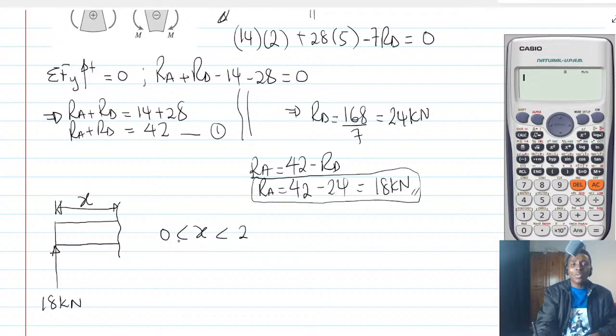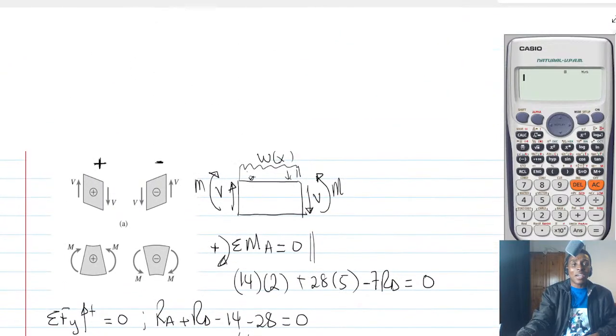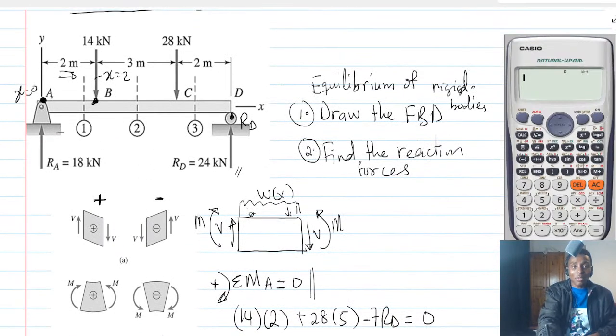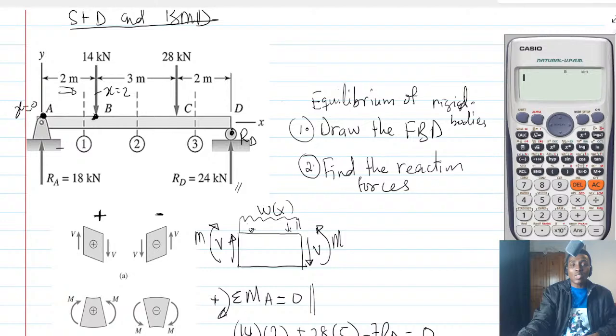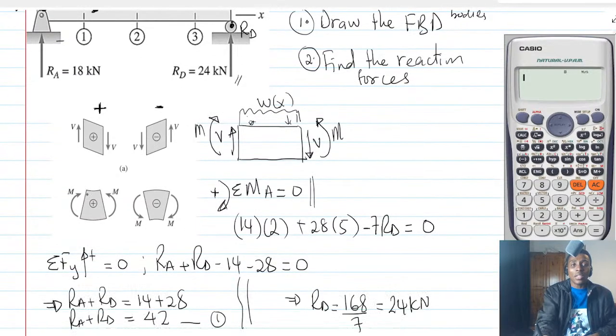So less than 0, greater than 0, less than 2. And that is where the cut is actually at. It's actually between 0 and 2. So then you introduce, so this is where you are going to introduce what I taught you here.